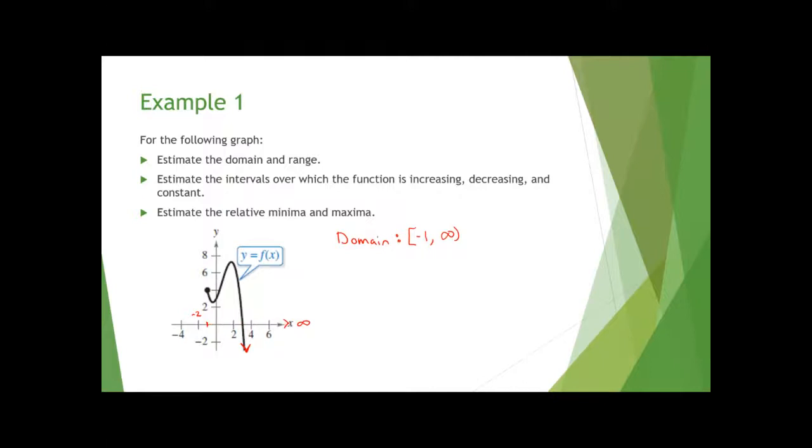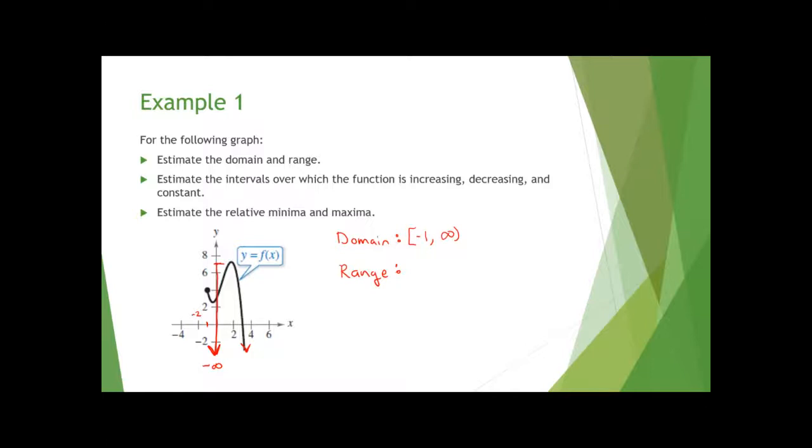For the range, we're going to do something similar, but we're going to look at the y values. So I need to figure out what my highest and lowest y values are for the range. The highest value looks to be around here, which we can call 7. It's between 6 and 8. We can say that's 7. So that looks to be the highest, and then everything is below, and because of that arrow, it goes on forever. And when it's going down, that's going towards negative infinity.